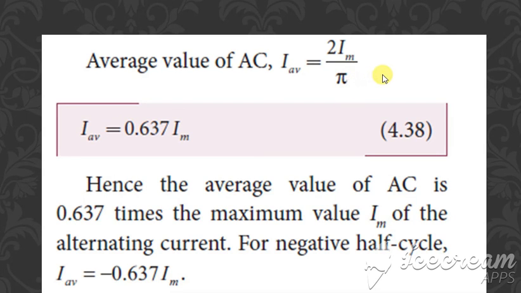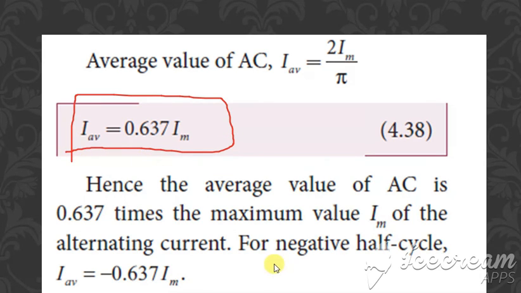Base length, I already told you that it is pi. So what is the value of pi? It is 3.14. So 2 divided by 3.14, we get the value of this I average. So it is equal to 0.637 Im. If it is for the negative half cycle, we will get it as minus. Okay, so this is the value of the average current.